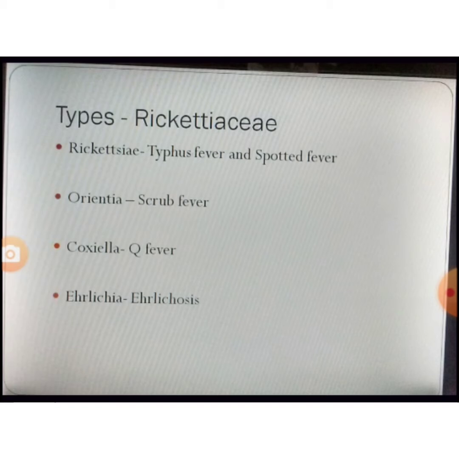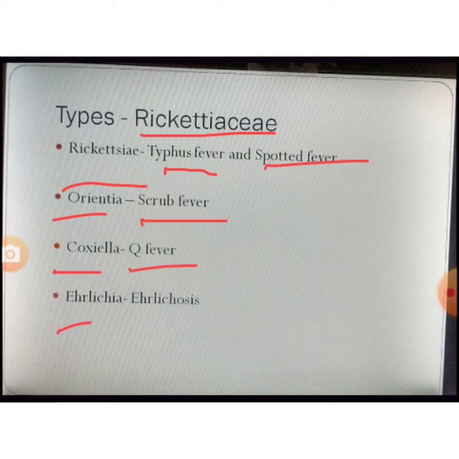Now, in the family Rickettsiaceae, there are different genera. Rickettsia causes typhus fever and spotted fever. We will be studying this in detail. Orientia is another group which causes scrub fever. Coxiella causes Q fever, and Ehrlichia causes ehrlichiosis.